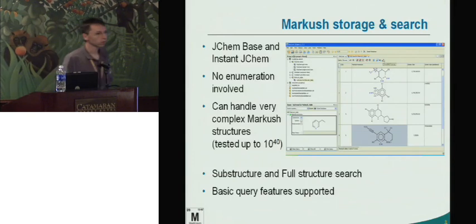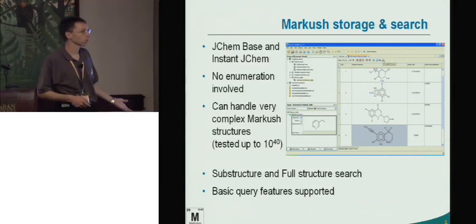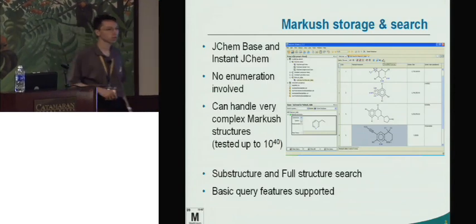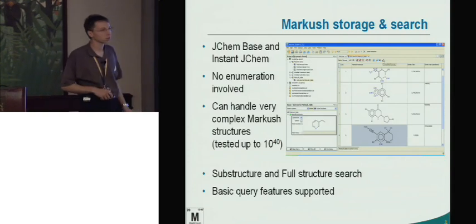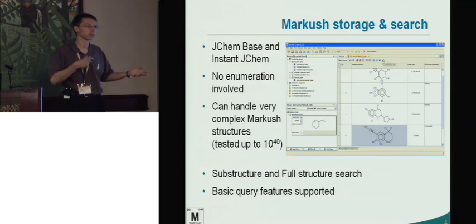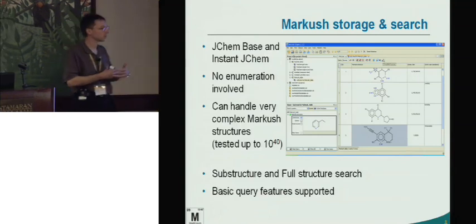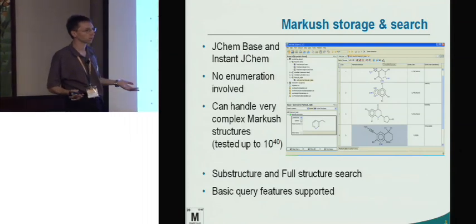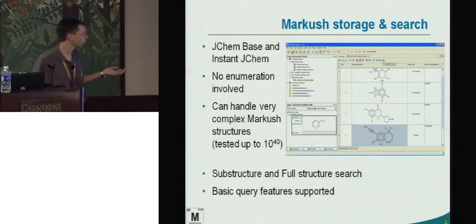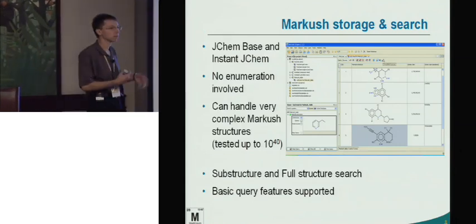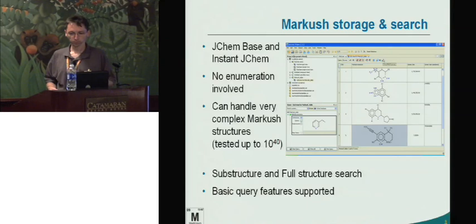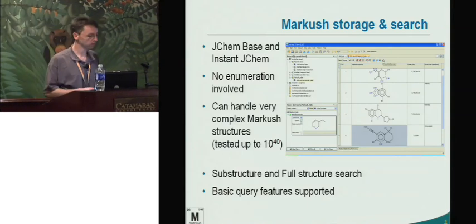These Markush structures can also be imported into Markush tables in JChem Base or in Instant JChem, and we can search them. When we are searching in a Markush table, the searching behaves as if we were searching in the enumerated space of these Markush structures. But actually, no full enumeration is being performed. We had to find ways to avoid that because, as I mentioned, it may not be feasible for these very complex Markush structures.